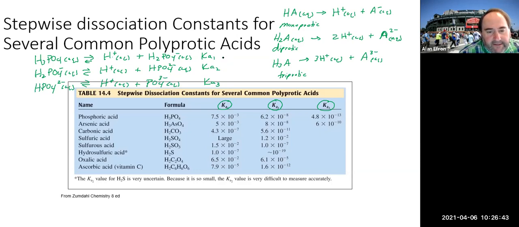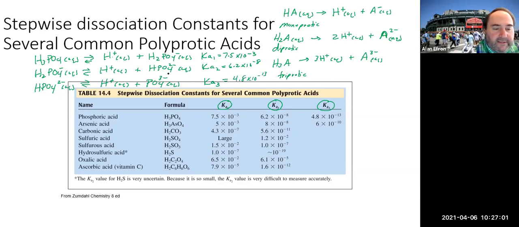So for example, I think this guy there is 7.5 times 10 to the minus 3. This one here, 6.2 times 10 to the minus 8. And 4.8 times 10 to the minus 13, for example.